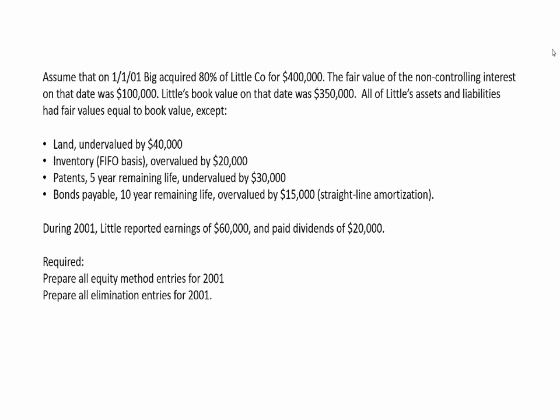All of Little's assets and liabilities had fair values equal to book value except land undervalued by $40,000, inventory (FIFO basis) overvalued by $20,000, patents (5-year remaining life) undervalued by $30,000, and bonds payable (10-year remaining life) overvalued by $15,000, and we're going to use straight line amortization. During 2001, Little reported earnings of $60,000 and paid dividends of $20,000. Our task is to prepare all equity method entries for 2001 and all elimination entries for 2001.